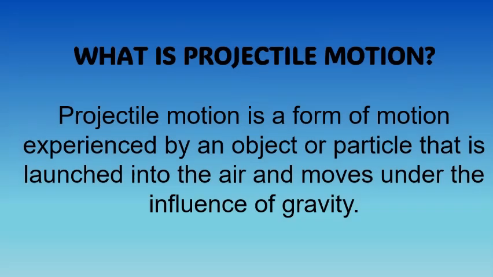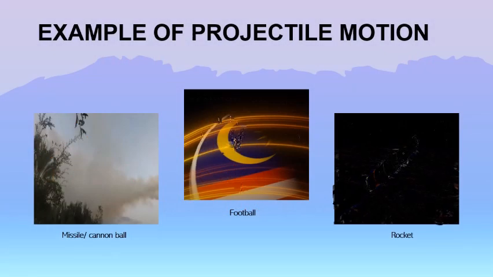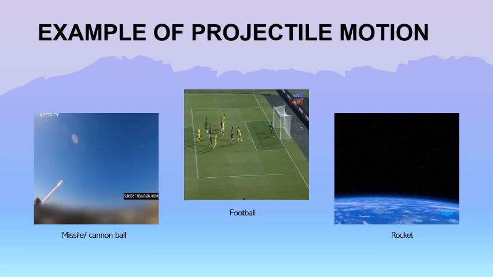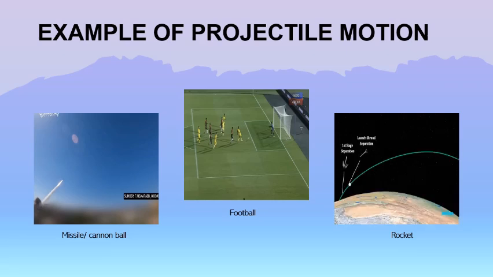Projectile motion refers to the motion of an object that is thrown, projected, or launched into the air and is subject to the forces of gravity and air resistance. Some examples of projectile motion include the trajectory of a missile, a kicked ball flying through the air, and the launch of a rocket.